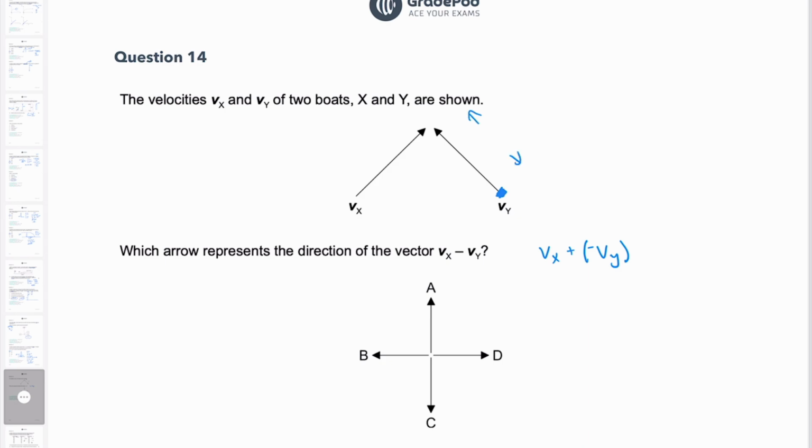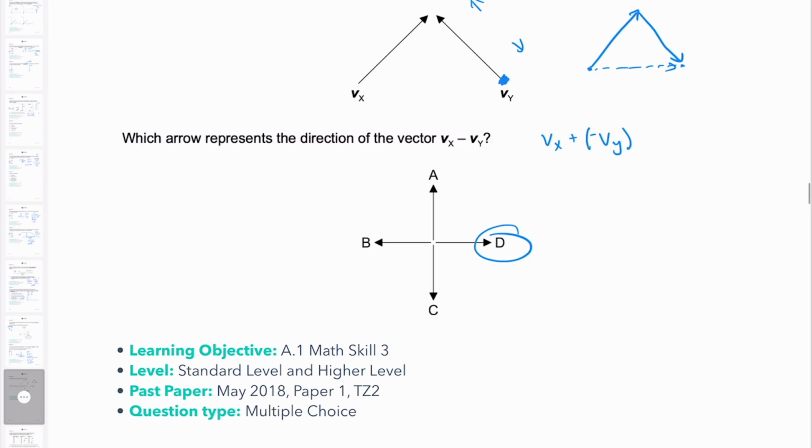Okay? So we want to add them tip to tail now. So we take Vx like this, and we add it tip to tail to Vy like this, and the resultant vector is from the start of Vx to the end of Vy, and we're looking at vector d.